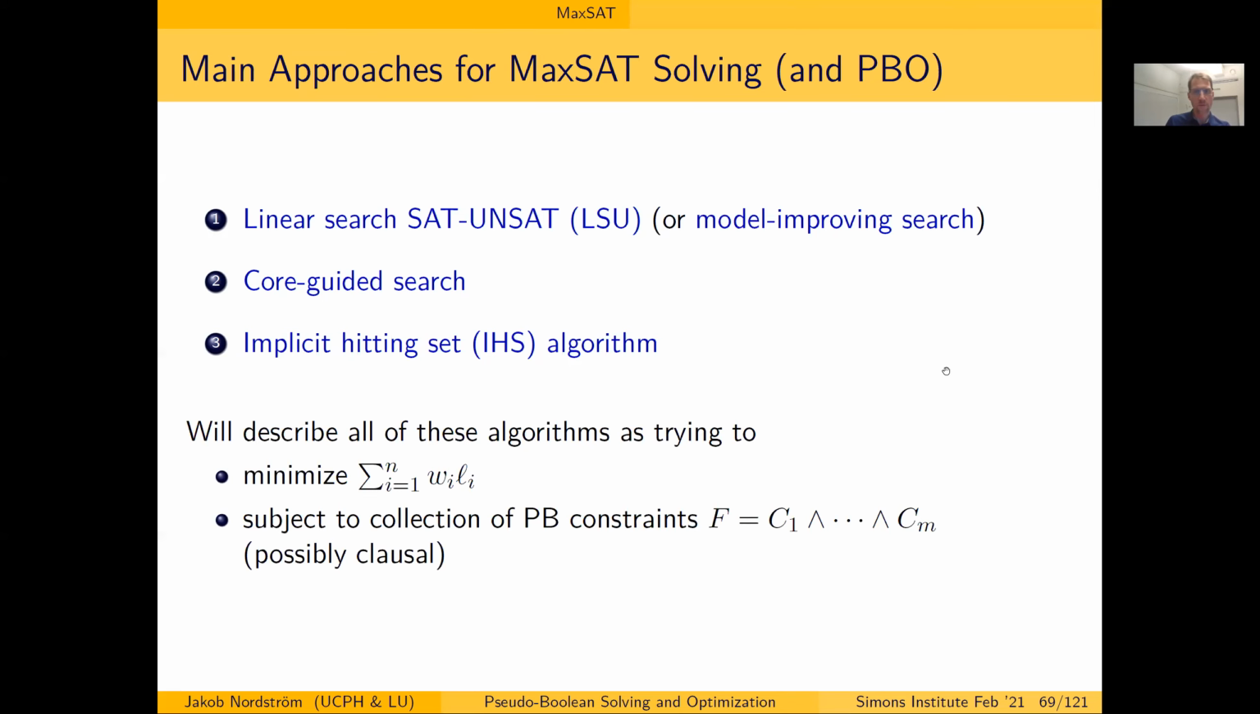Throughout, our perspective will be that we think about the problem of minimizing an objective function, the sum over i of w_i l_i, subject to a collection of pseudo-Boolean constraints C1 up to Cm, which could be disjunctive clauses or maybe general pseudo-Boolean constraints. So what this means is, in some sense, if it's a MaxSat problem, then we have already done this blocking variable transformation.